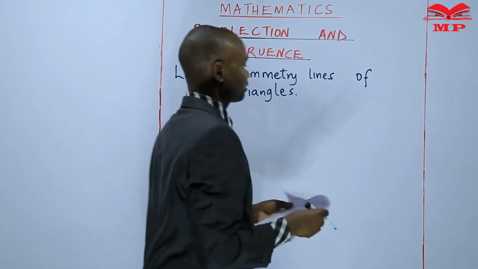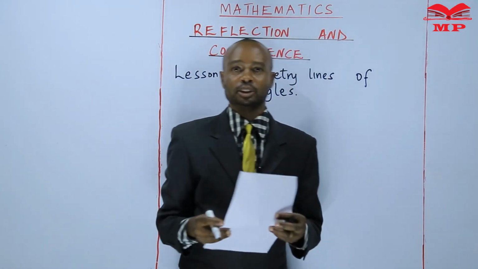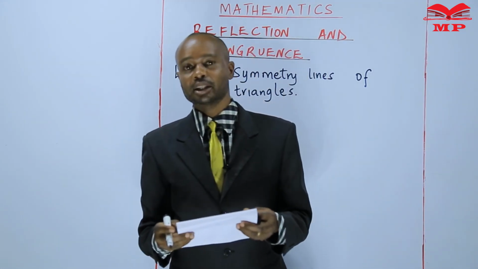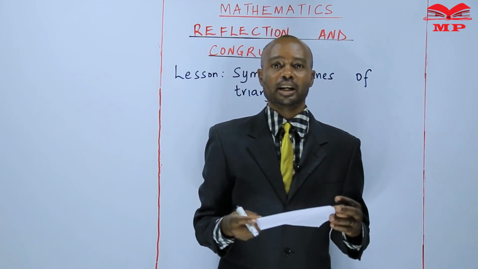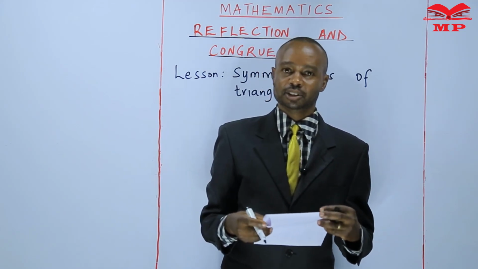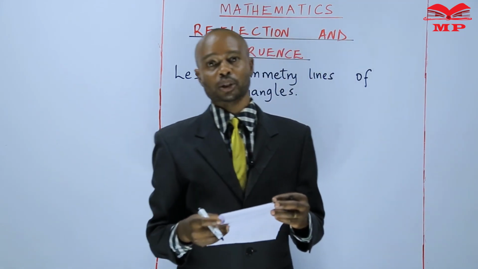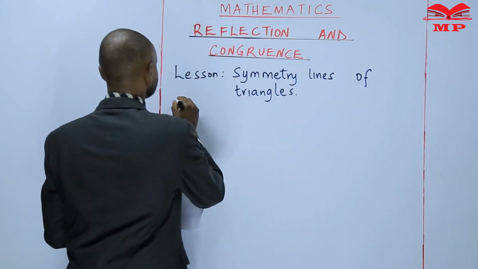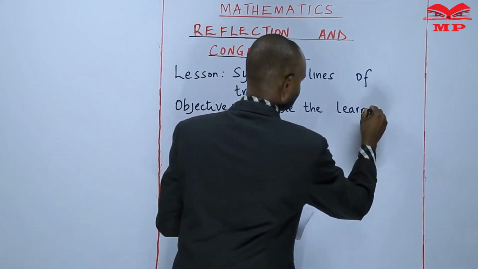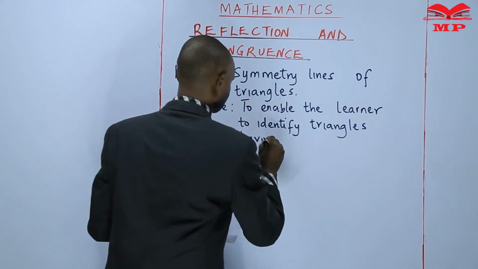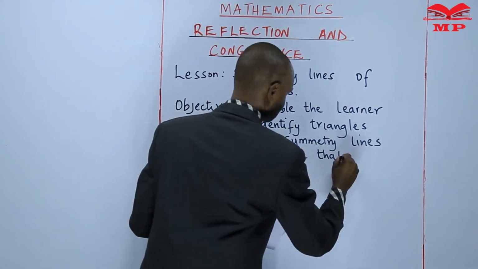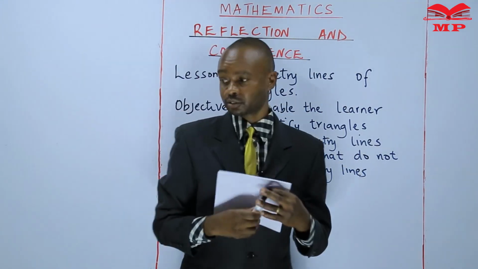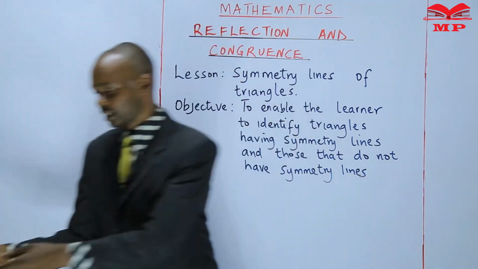So in each and every lesson, we'll always have an objective. The objective of the lesson is to enable the learner identify triangles that have symmetry lines and those ones that don't have symmetry lines. So it is for us to identify that.